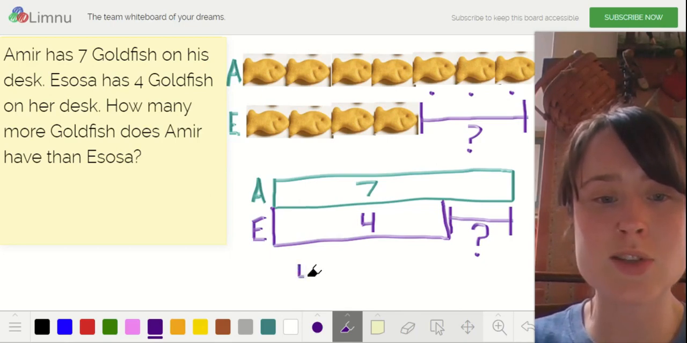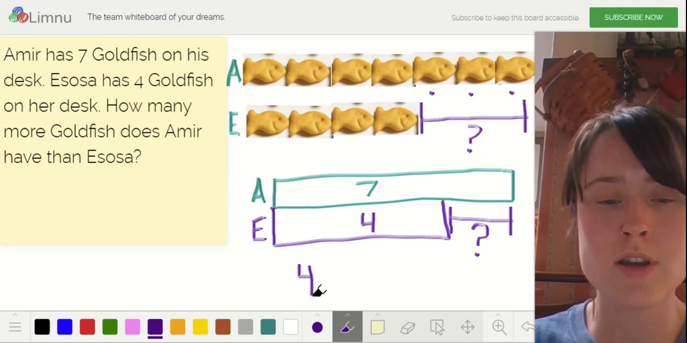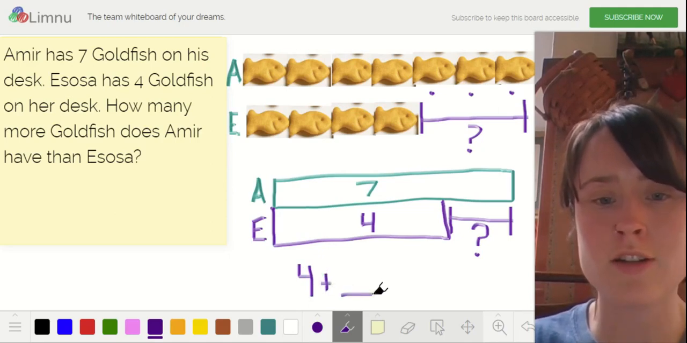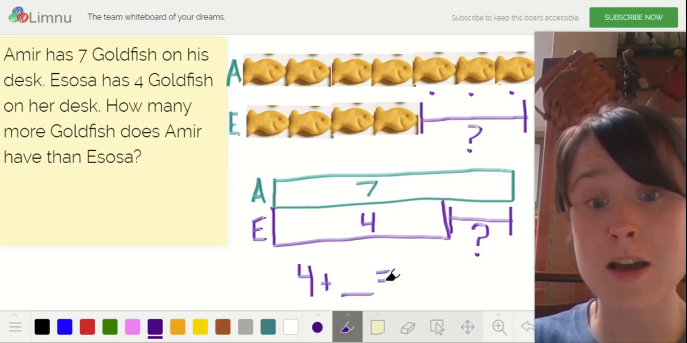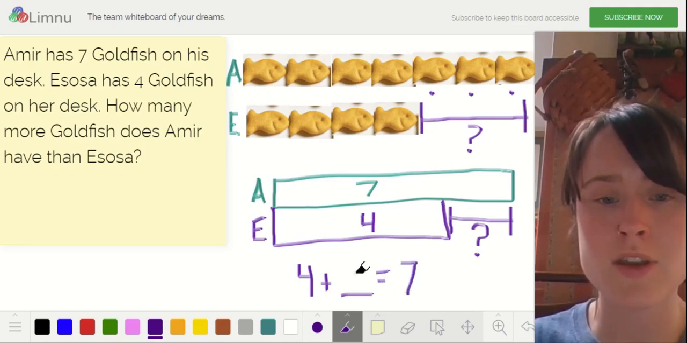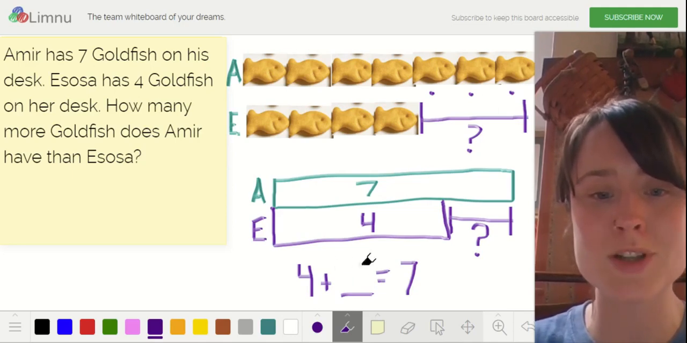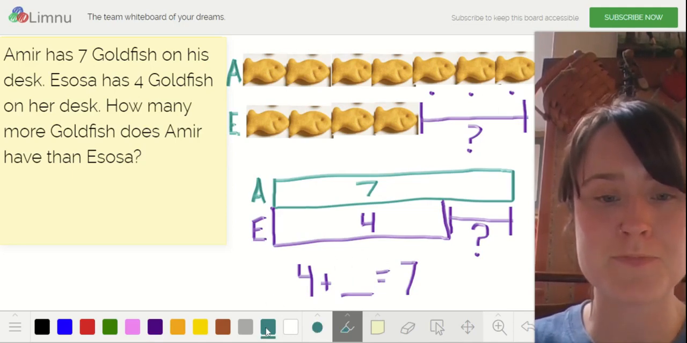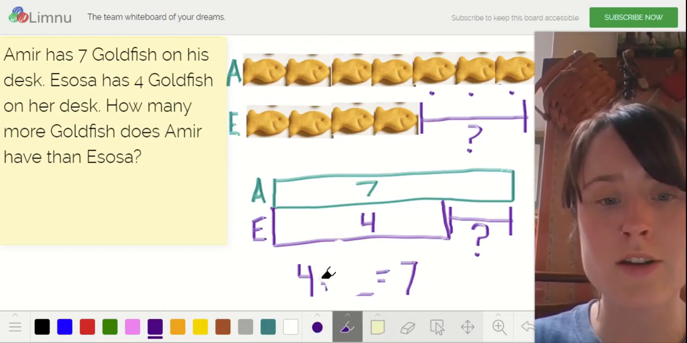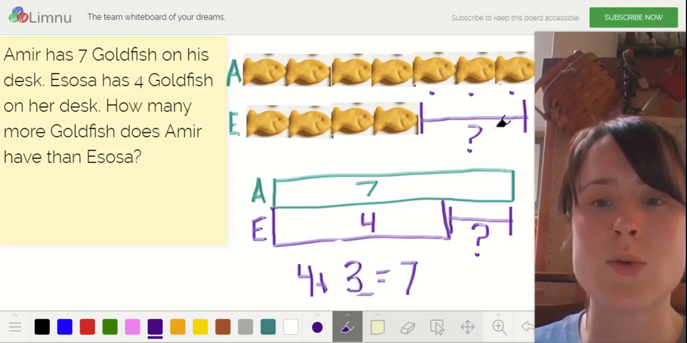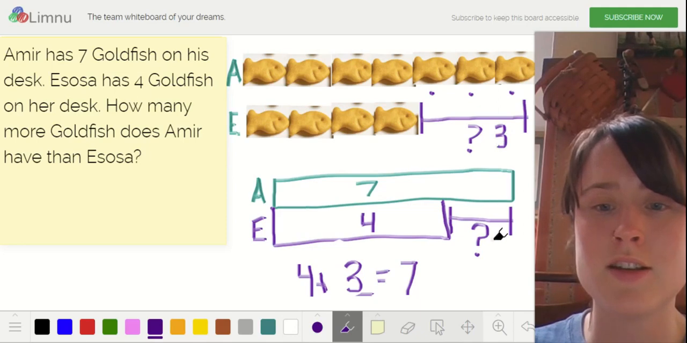That's right. Isosa has 4 plus this part that's extra makes Amir's total 7. So how many more goldfish did Amir have than Isosa? What's this missing part? Because 4 plus 3 equals 7. So I can go ahead and label that in my bar models.